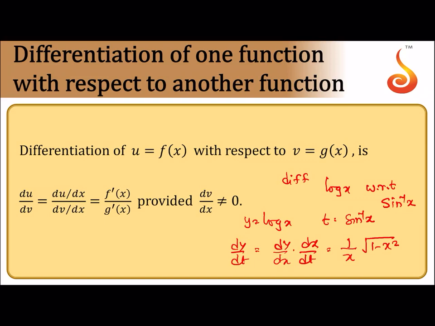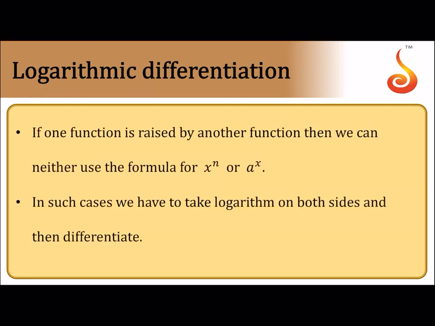dy by dt is dy by dx into dx by dt. In our case, the derivative of log x is 1 by x, and dt by dx is 1 by under root of 1 minus x square. So dx by dt will be under root of 1 minus x square. So dy by dx into dx by dt. Differentiation of one function with respect to another function: they are asking dy by dt, which is equal to dy by dx into dx by dt.